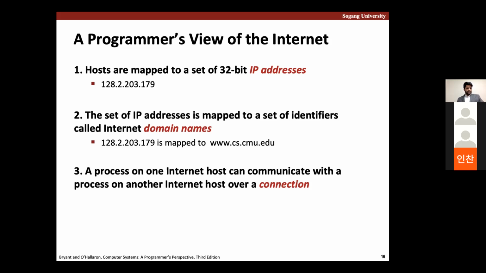The third one is that a process on one internet host can communicate with a process on another internet host over a connection. So that's how a programmer looks at the internet: it has some address, it has a domain name associated with it, and there are certain services running on that domain name that can communicate with any other internet host by building a connection to this IP address.